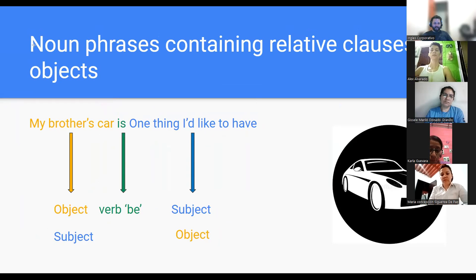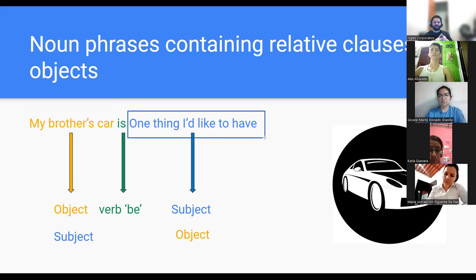So why is this called noun phrases containing clauses as objects? Because this whole phrase, guys, the whole phrase now is an object. Let me ask you something. Why is this an object now? Because it's the part that receives the action. Yes, that is correct.